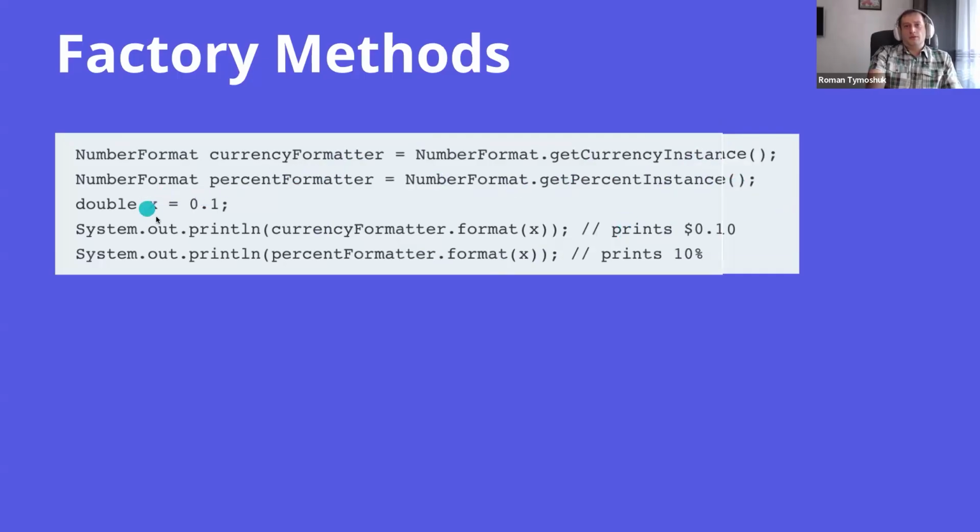So here, for example, we have a variable x equals 0.1. If you are using the currency formatter, it would be shown like 10 cents. If you are using the percent formatter, it shows as 10%. So a static method can be actively used as a factory method when we are creating instances of these objects, and when we have a lot of tricky logic inside about how the object should be created.